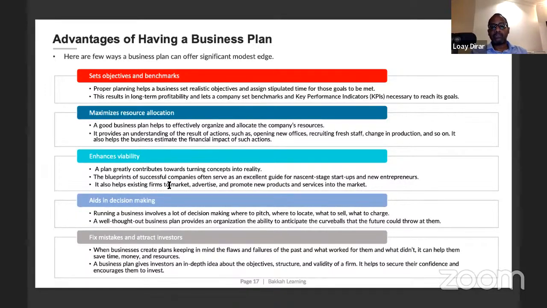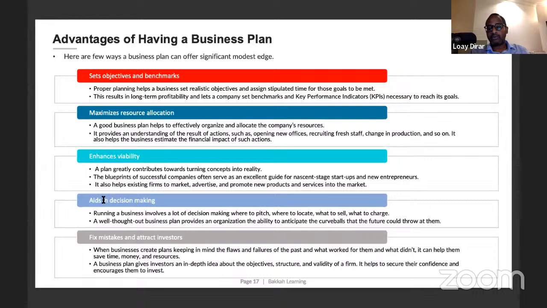Enhances viability. The more you develop a business plan and the more accurate it is, the more it's going to help you set the right justification for your project. So this will give the right viability, or it will help to support the viability of your idea. A plan greatly contributes towards turning concepts into realities. And definitely, the blueprints of successful companies often serve as an excellent guide for nascent stage startups and new entrepreneurs. It helps existing firms in the market to market, advertise, and promote new products and services.